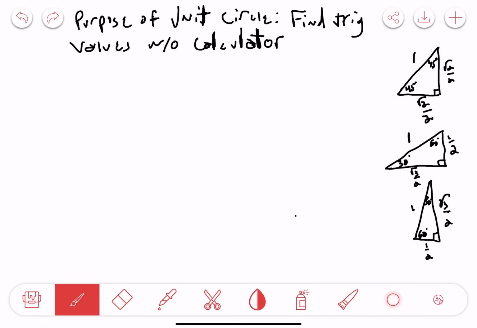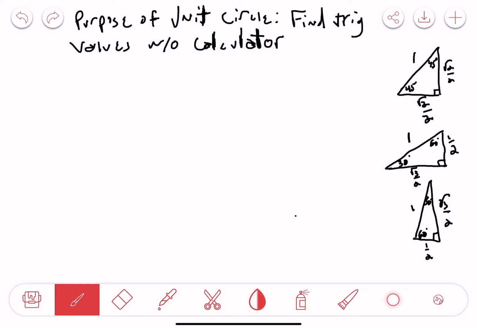Okay, so before we get started, I just want to go over really quickly the purpose of the unit circle. You guys have been finding trig values throughout this unit so far with your calculator. When you reviewed in 11.2 how to do application problems, you could do cosine of 45 degrees and you just type it right into your calculator. Or you could do the tangent of 32 degrees and you type it right into your calculator.